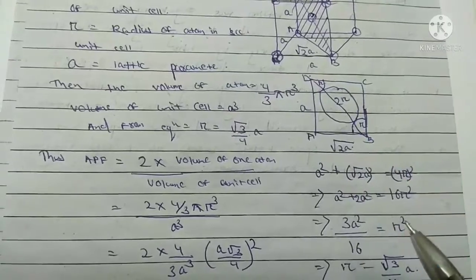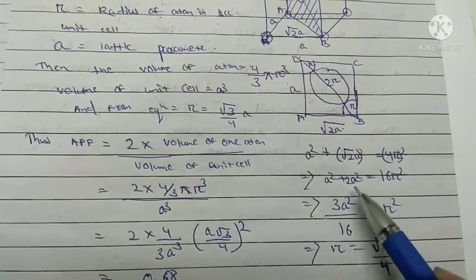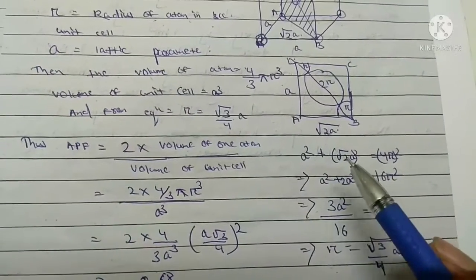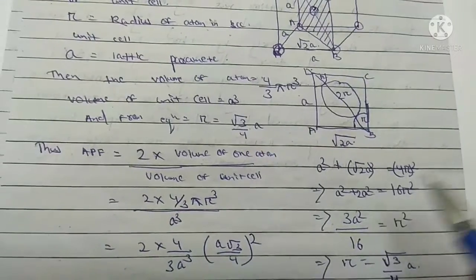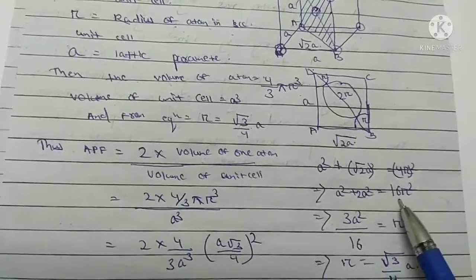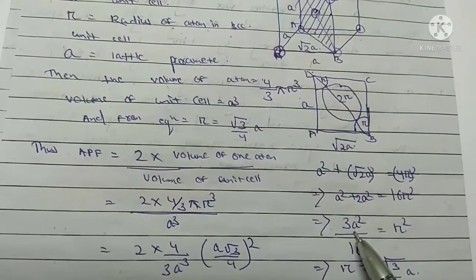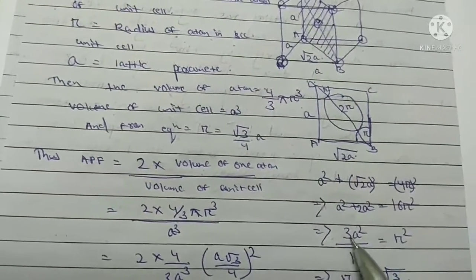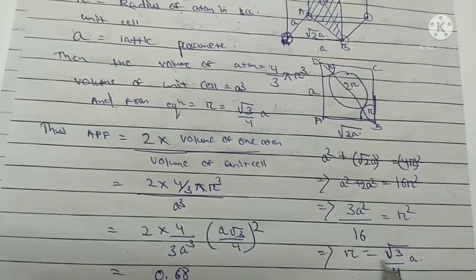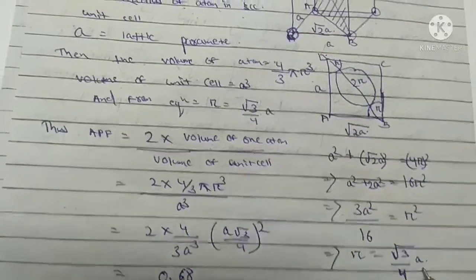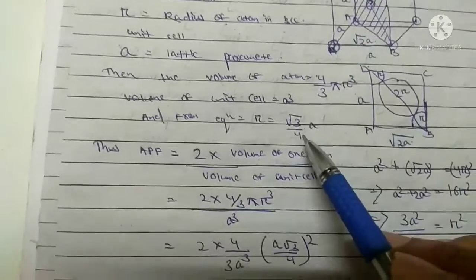This is derived from a square plus root 2a square, which is equal to 4a square; that is, a square plus 2a square is equal to (4r) square, which is 16r square. So 3a square is equal to 16r square, and 3a square divided by 16 is equal to r square, where r is equal to root 3 divided by 4 a.